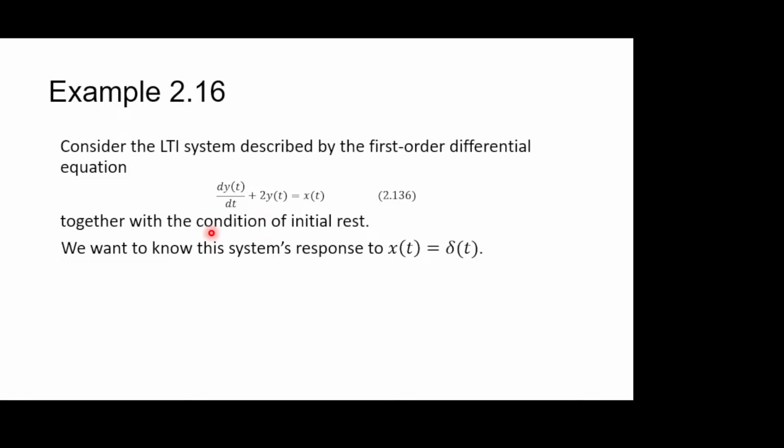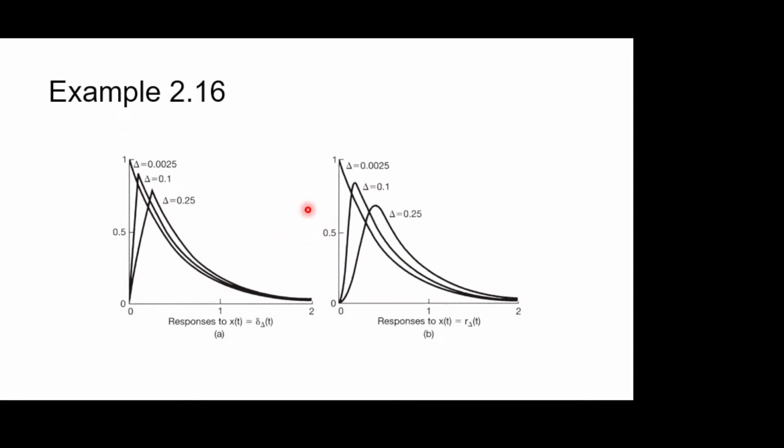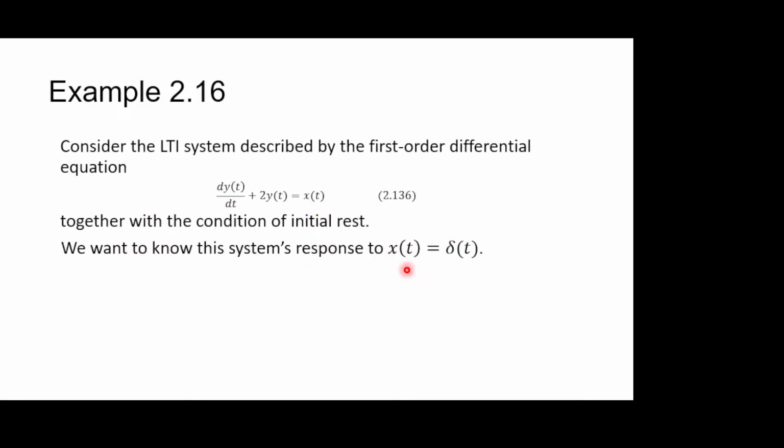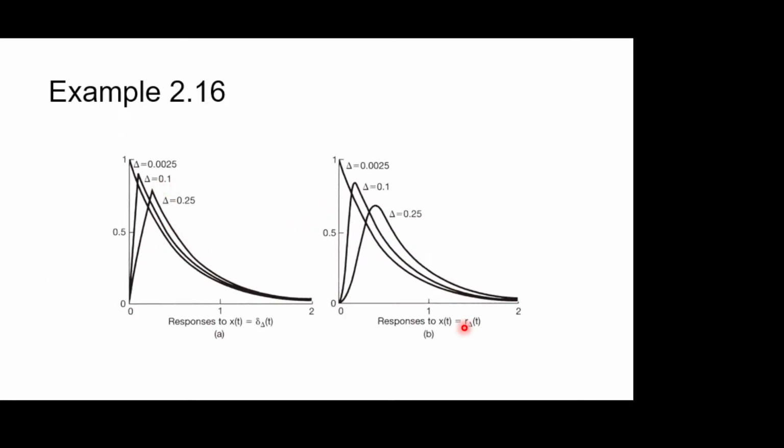We consider this differential equation, which we have solved before: dy/dt plus 2y of t equals x of t. We consider this system with different inputs x of t, and we want to see what happens when x of t equals delta of t. We do this by approximating x of t with delta sub-triangle, or approximating x of t with r sub-triangle, and we just plot the result.